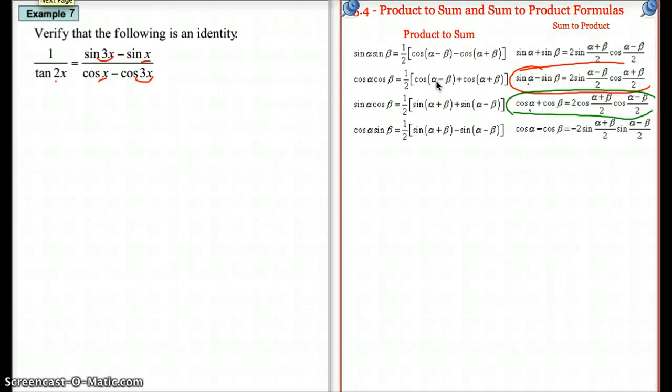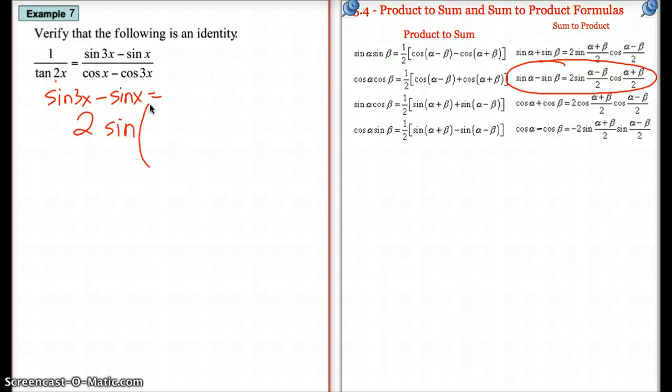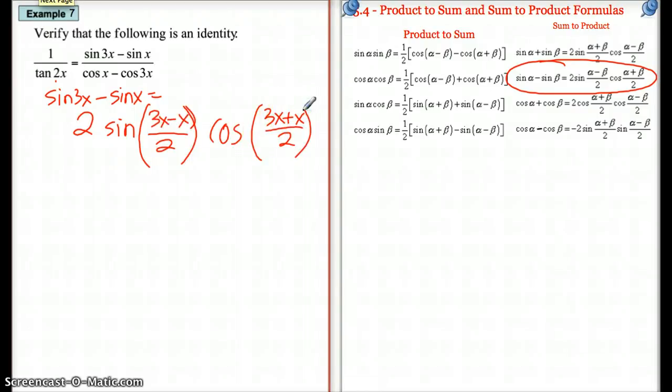So we have the sine of 3x minus the sine of x. So we have a difference of sines. So we're going to use the difference formula and rewrite the sine of 3x minus the sine of x as 2 times the sine of the difference of the two, so 3x minus x all over 2, and then the cosine of the sum of them, so 3x plus x over 2. Okay, so I used alpha was 3x and beta was x. And then we'll simplify it out.